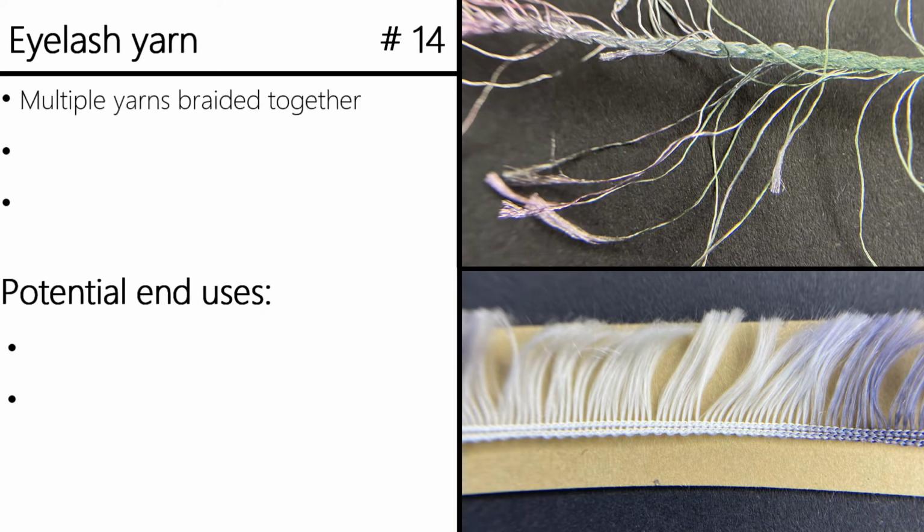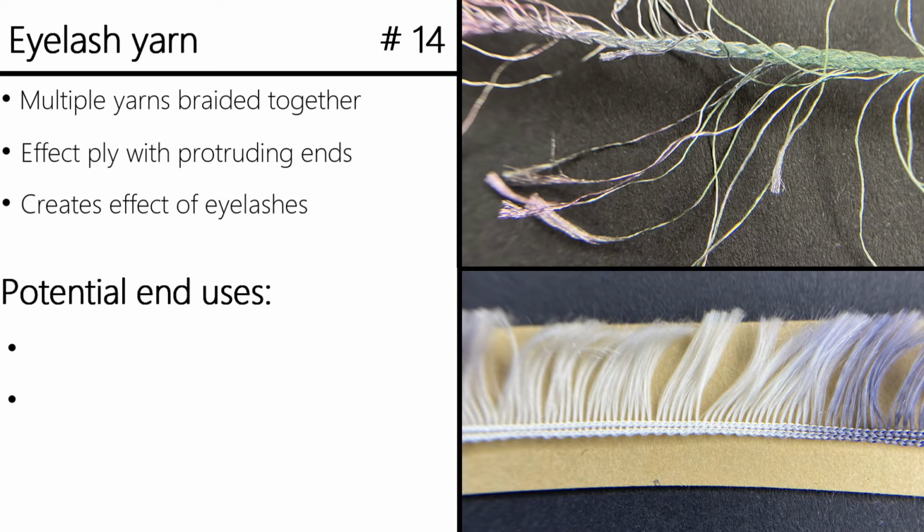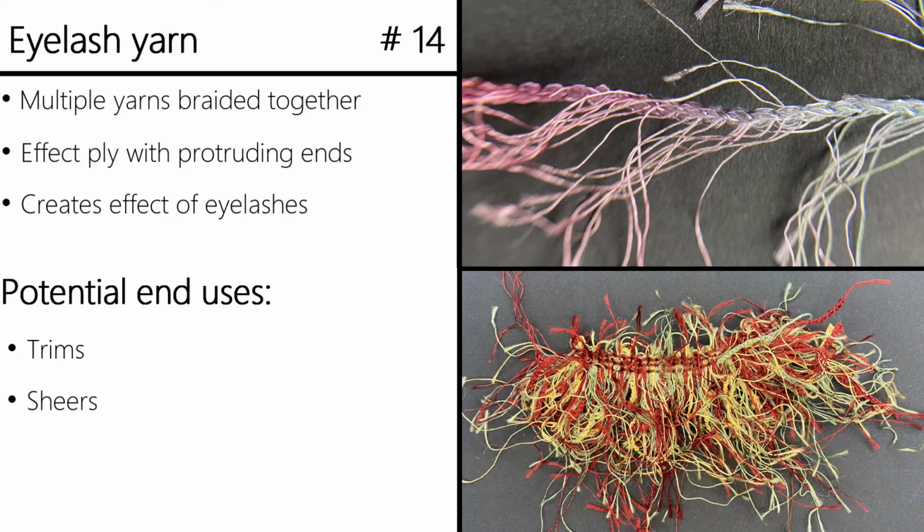The next yarn is the eyelash yarn, which is sample 14. Eyelash is another unique type of yarn with a very fun appearance, making it easy to identify. It's made by braiding multiple yarns together with one yarn, the effect ply, intentionally having long protruding ends. This creates the eyelash effect. Eyelash yarns can commonly be found in apparel, but you will also see them in interior design for trims and shears.